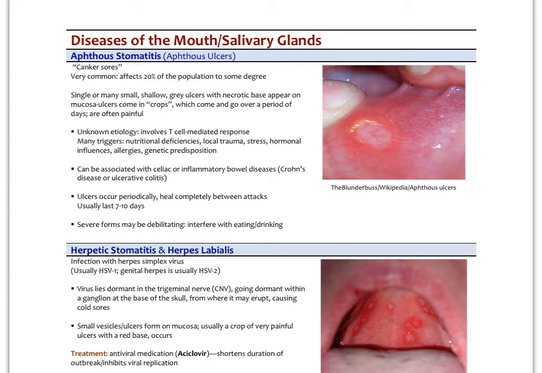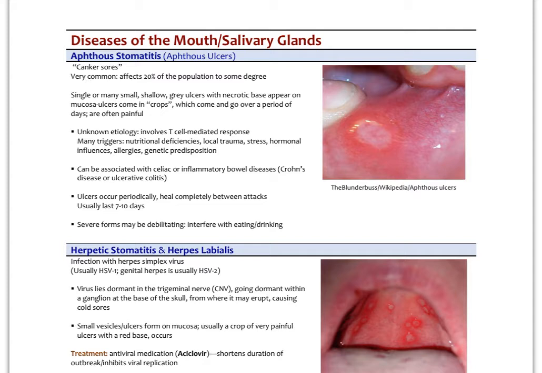So the first condition, very common, would be aphthous ulcers, or it's called aphthous stomatitis, or canker sores. These are very common, affects up to 20% of the population to some degree. They can be single or they can be multiple ones. They're shallow, they're gray ulcers with what's called a necrotic base, so the skin kind of sloughs off the top, or not the skin, but the mucosa. They can come in crops, and they can come and go over a period of days, and they're often painful.